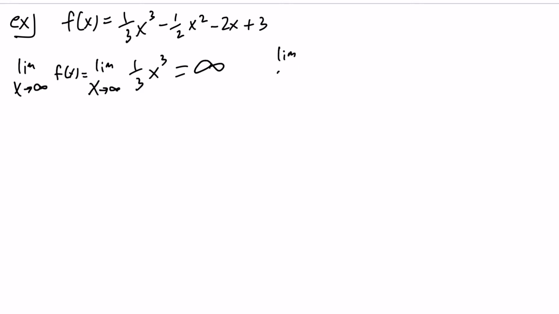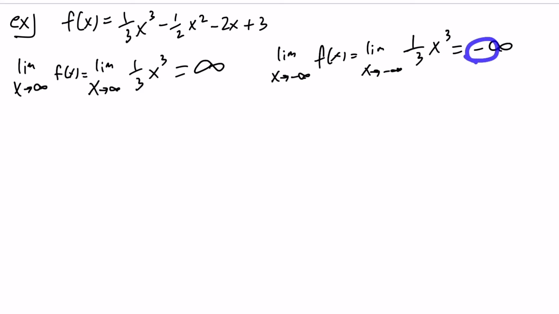And then the limit as x goes to negative infinity of the function is the same as the limit as x goes to negative infinity of 1/3 x cubed, which in this case is negative infinity. We get this negative because if we plug a negative in here and we cube it, so we take a negative number times itself, we get a negative number as an output. So we found the asymptotes, or we found the asymptotic behavior.